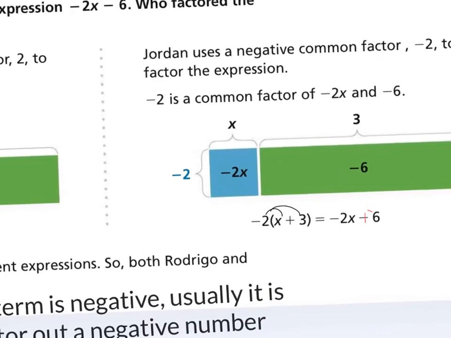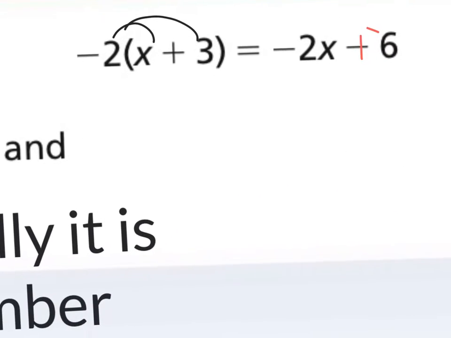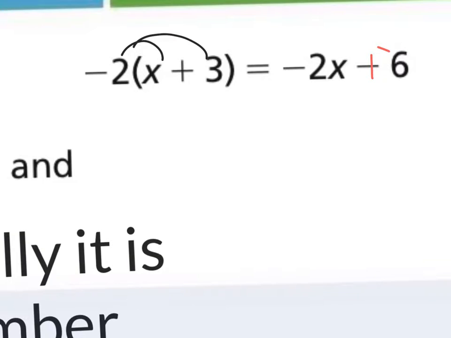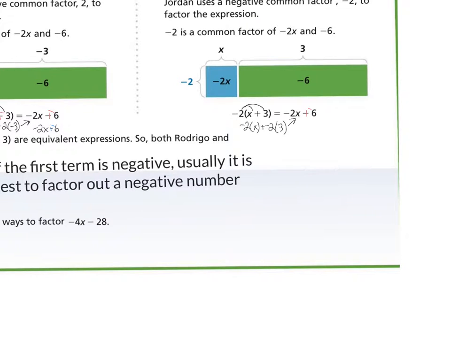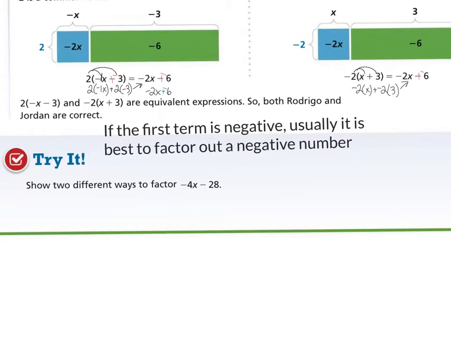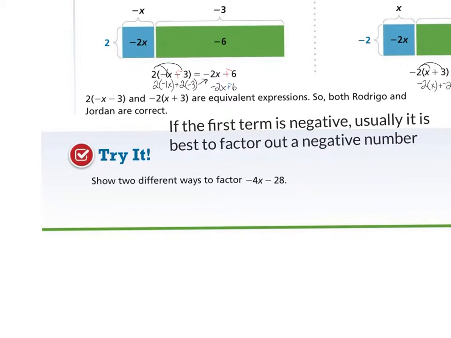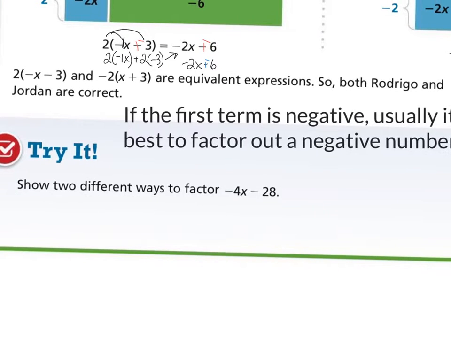So if we look at Jordan, it's got it factored like this. Again, if we distribute, we've got negative 2 times x plus negative 2 times 3, which would be negative 2x plus negative 6. That's the same thing as we just had, so that actually works as well. So both of them are correct, in a rare case.